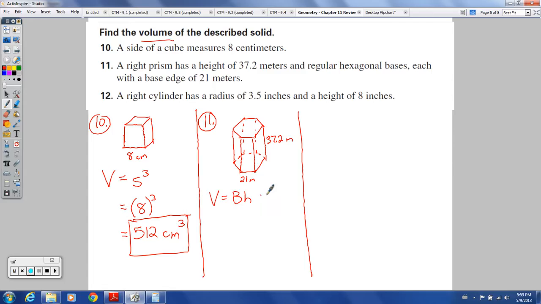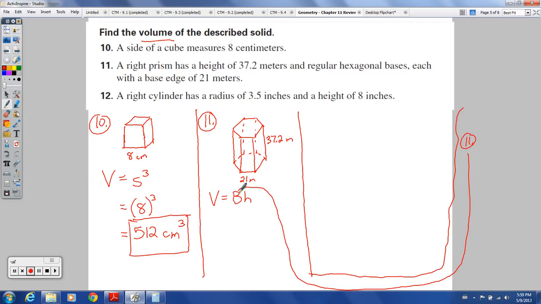So here again, I'm going to do some side work over here for number 11. And then this is going to get filled in right there. I'm going to be finding B. So B, you got a hexagon again. You can split it into the 6 equilateral triangles. So think about doing that first. And we're saying this is 21 meters. This is supposed to be side squared radical 3 over 4. We got that times 6 of them. And so we have to plug that in right there. So we've got 6 times 21 squared, s squared, radical 3 over 4, times 37.2.